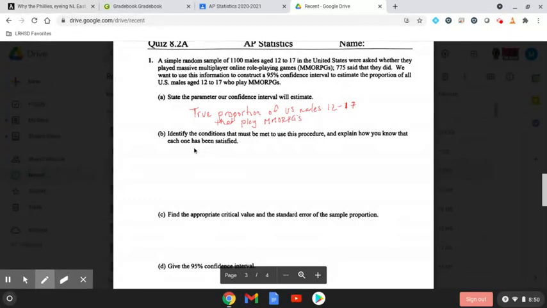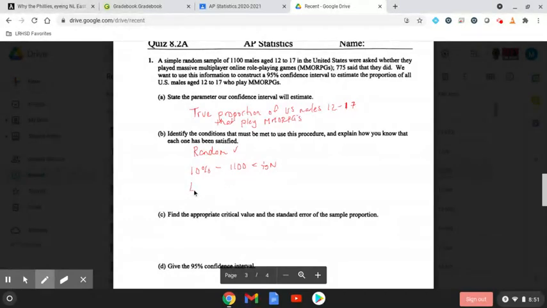The conditions we talked about yesterday too. Some similarities to what we've been talking about the last few chapters. But in order for us to actually do this inference, to construct a confidence interval, we have to check a couple boxes here. The sample needs to be random, all right? And it is. We're told that an SRS is taken. The sample needs to satisfy that 10% condition, meaning 1,100 is definitely less than 1/10 of the population, right? There's a lot more males between 12 and 17 in the US, so it's definitely less than 10%.